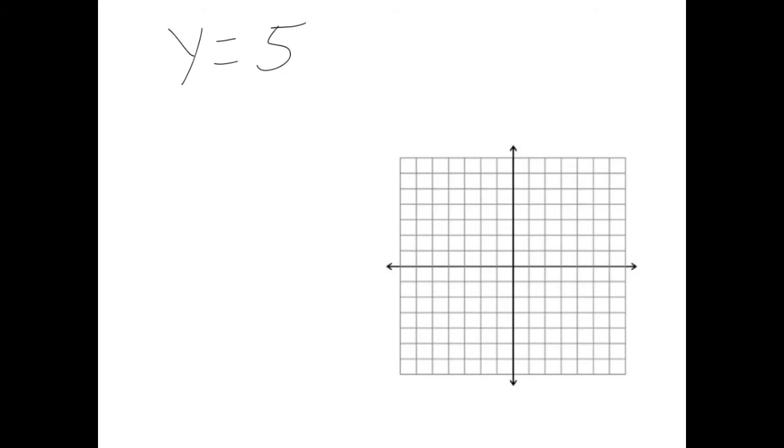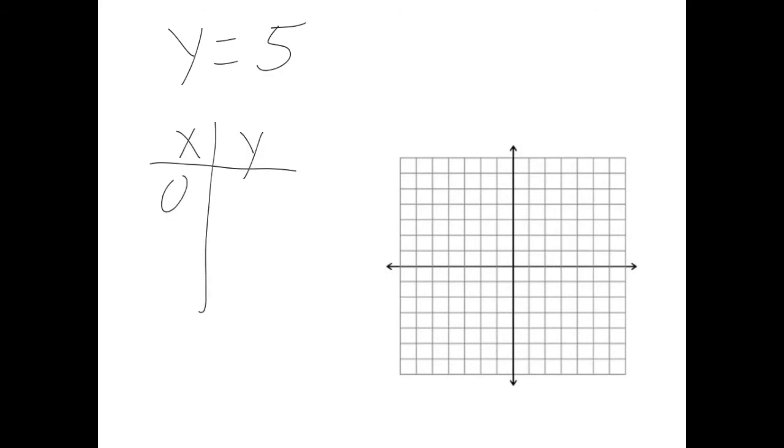We're missing something. There's no x. X is not there. What do we do with it? So, there's two things we can do. Again, the first thing we can do is a table.